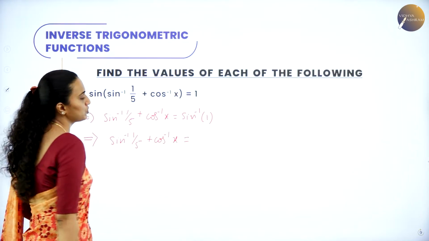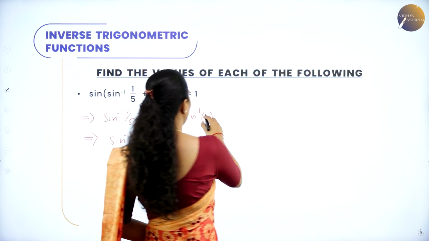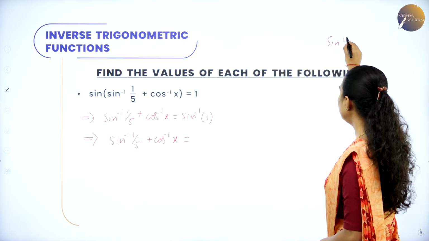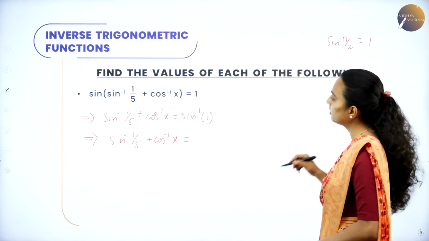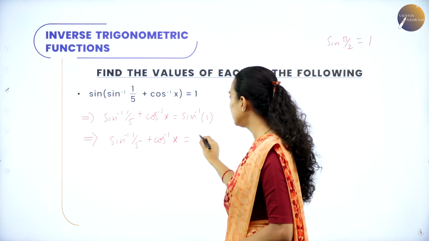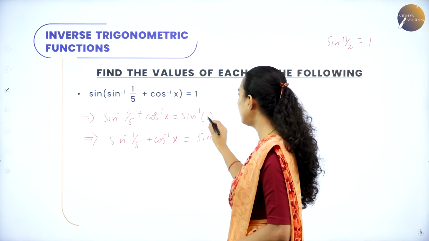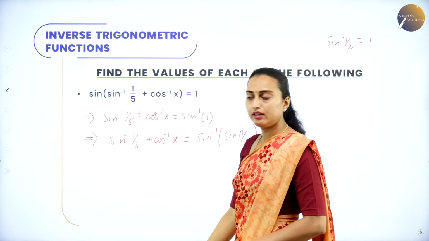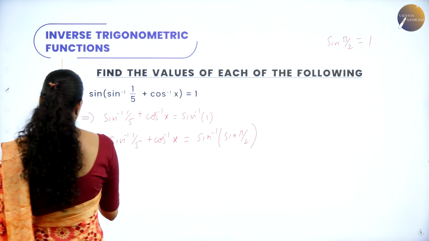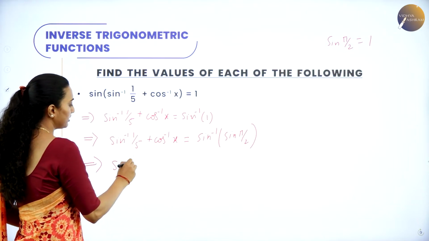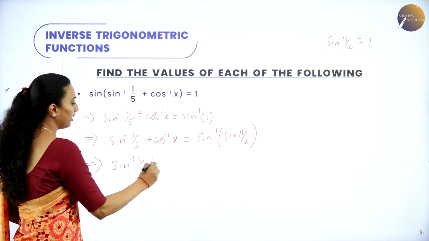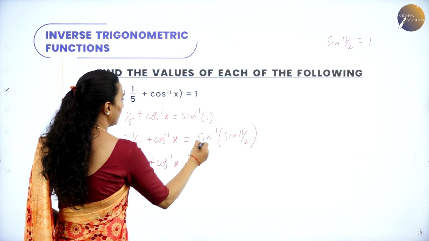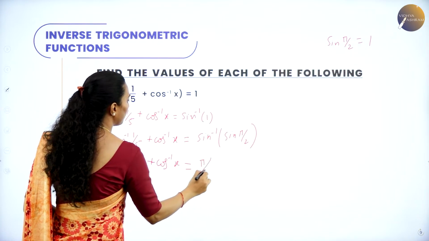What is sine inverse 1? You can write 1 as sine pi by 2. What is the value of sine pi by 2? Sine pi by 2 is equal to 1. Therefore, sine inverse of 1 I can write as sine inverse of sine pi by 2. Left hand side as it is, I am writing sine inverse 1 by 5 plus cos inverse x is equal to sine inverse sine pi by 2. Sine inverse sine will go, and you are going to remain with pi by 2.